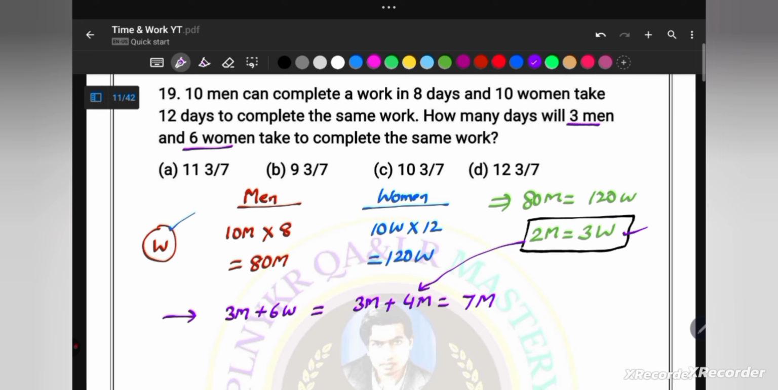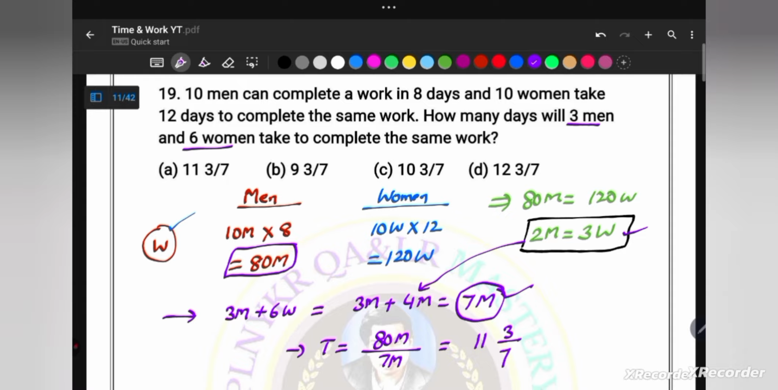Now clearly given that the manpower is 7 men. Previously 80 men are required to complete the same work in one day. Now we'll have only 7 men. The time taken will be equal to the previous work, 80, divided by the current manpower. So 80 by 7 gives us 11 as the quotient, 3 will be the remainder, 7 is the divisor. Option A we can mark.